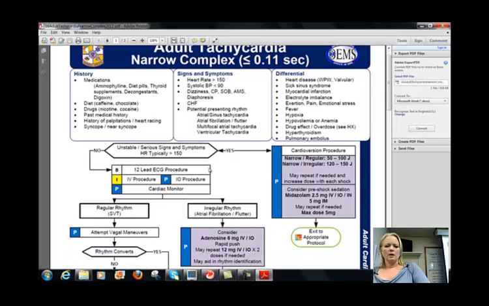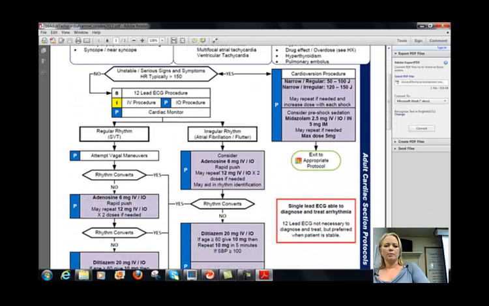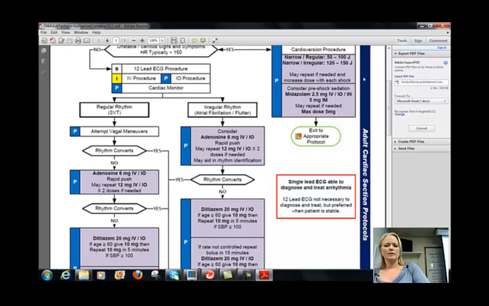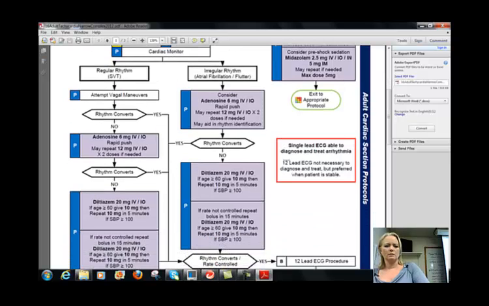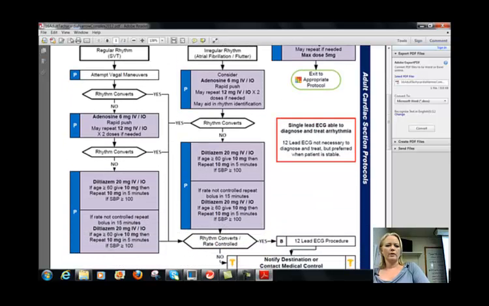So the adult narrow complex tachycardia protocol. Obviously anybody that's unstable gets electricity. And then it's divided into whether you have a regular rhythm or an irregular rhythm. And sometimes when you get an irregular rhythm, if it gets fast enough, it's really hard to tell if it's irregular or not. So whether you go down the regular rhythm or the irregular rhythm pathway, it's actually treated exactly the same.